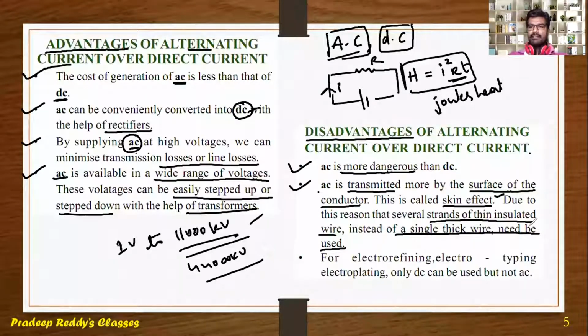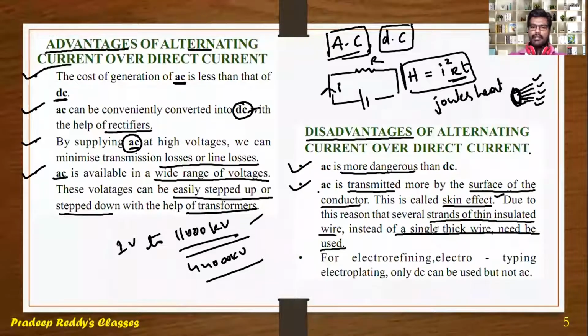Because of this skin effect, if you cut any wire in your house, you are able to see very small copper wires, a bunch of copper wires, in that plastic cable. The household supply which we use for our domestic purposes is alternating current, and that AC needs such small cross-sectional area wires.